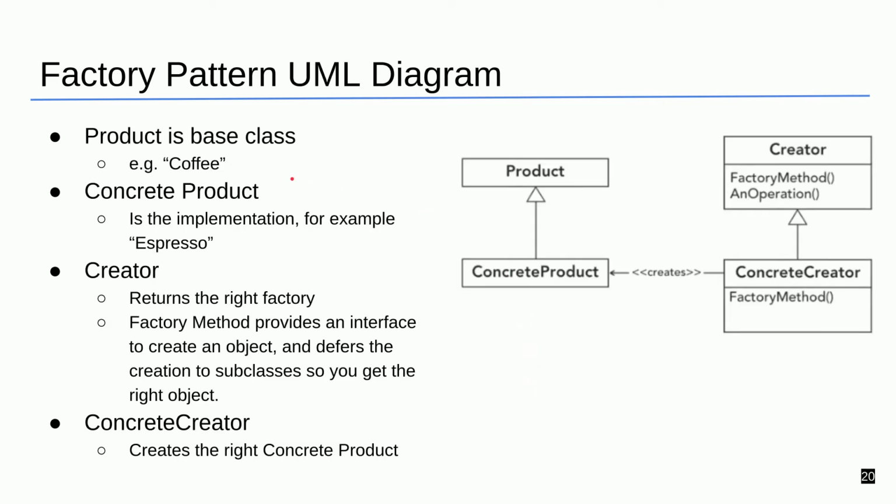If we think about this in terms of coffee, here's the UML diagram. The product, the base class, is just coffee. Then you might have an implementation of that base class, an espresso, and then a factory method that creates the right object and returns the right coffee object, or the right product that you want. Finally, the concrete creator would create the right concrete product. So here's your actual object.